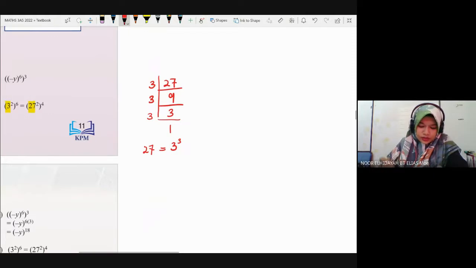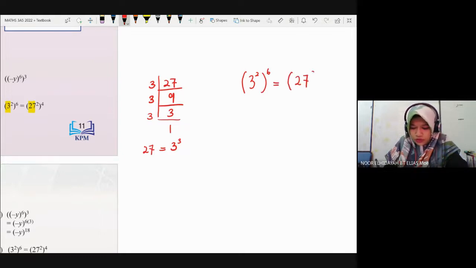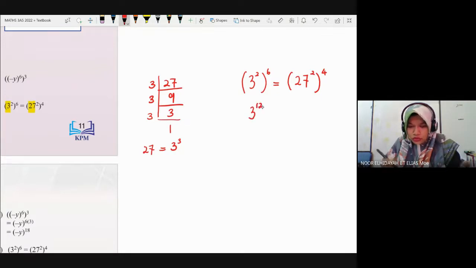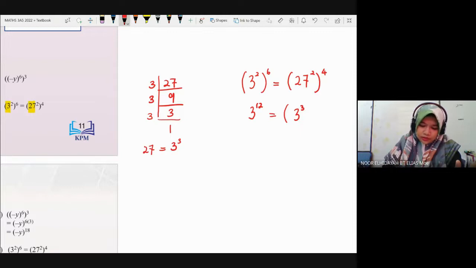Cikgu tunjuk dalam ruangan kosong ni. Sebenarnya soalan 3 to the power of 2, power of 6 equals to 27 to the power of 2, to the power of 4. Now, 27 tu cikgu kata kita nak tukar pada base 3 supaya kita senang nak compare the left hand side and the right hand side. Bila kita dalam base yang sama, mudah untuk kita nak compare. So here awak akan dapat 3 to the power of 12 because 2 times 6 equals to 12. 27 dah jadi 3 to the power of 3 based on yang kita dah use the repeated divisions tu.